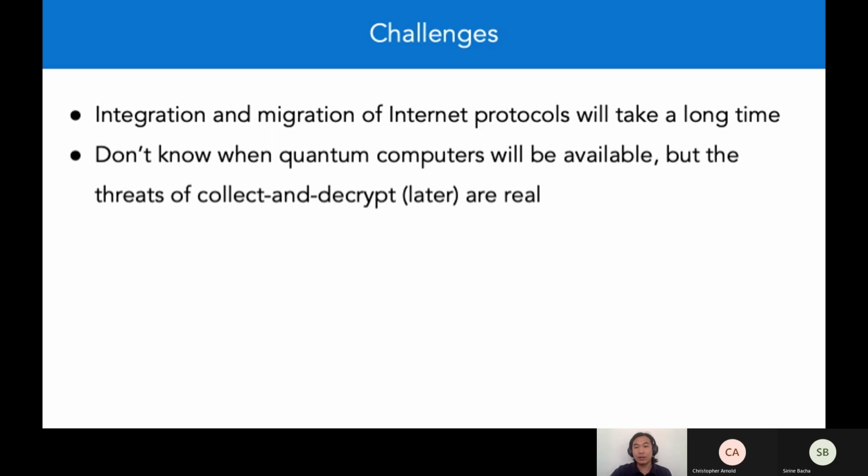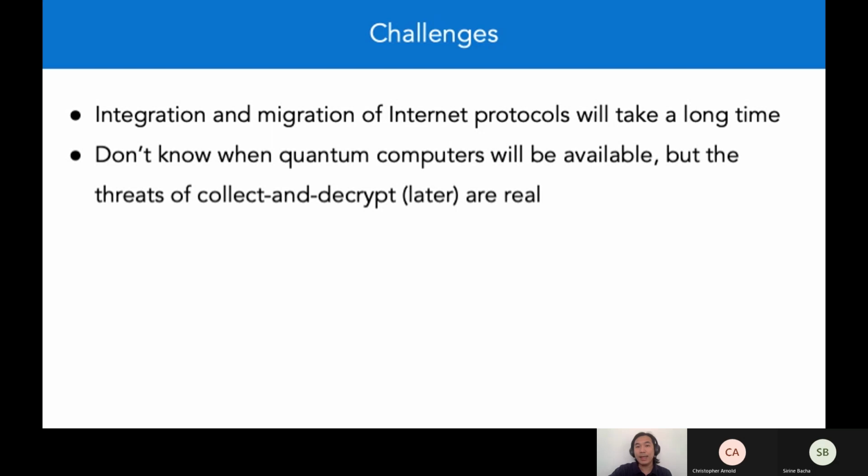Poor documentation and legacy systems may add further complication to this process. As such, we believe that for organizations that need to keep data secure for a long time, it is a good idea to plan early on this. There's also added time pressure caused by the collect and decrypt later attack.